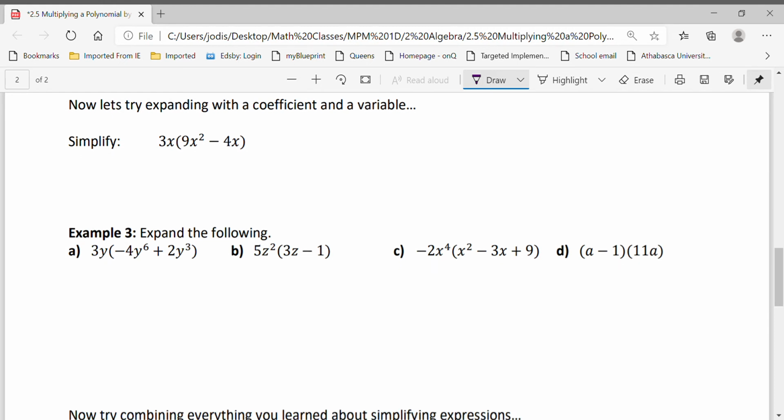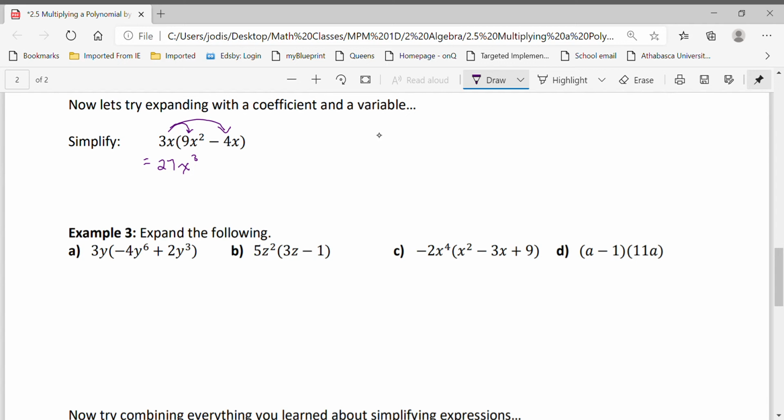Now we're going to expand, or use the distributive property, with a coefficient and a variable. We kind of saw some of those, but this time we're going to have different exponents on our variables. The same rules apply. We're still using our multiplying powers rule. In this case, we take 3x times 9x squared. So 3 times 9 is 27, x, and our bases are the same, so we add our exponents. 1 plus 2 is 3.